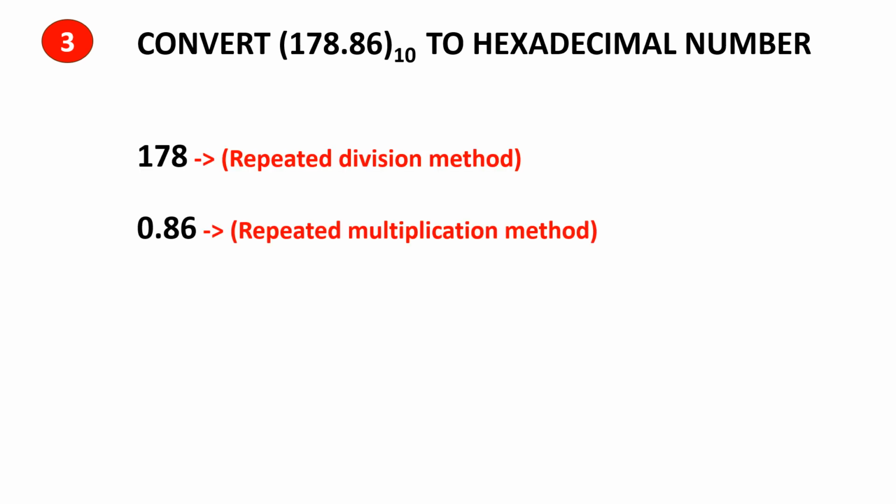Problem 3. Convert the decimal number 178.86 to a hexadecimal number. In this number, 178 is the integer part and 0.86 is the fraction part. So 178 is solved using the repeated division method and 0.86 is solved using the repeated multiplication method.